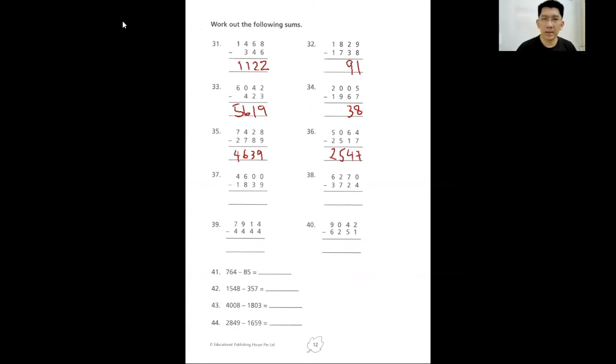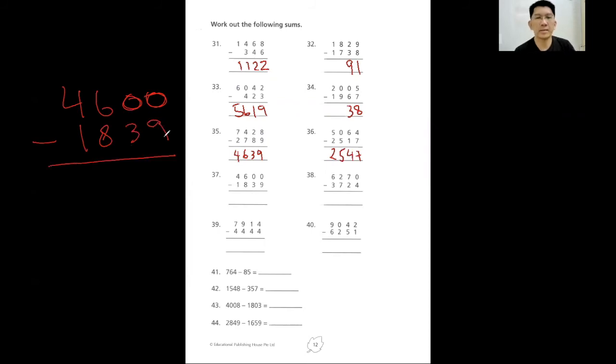All right, now we can start number 37. 37 says 4,600 minus 1,839. All right. Now you can see 0 is a smaller number than 9. 0 minus 9 is impossible.